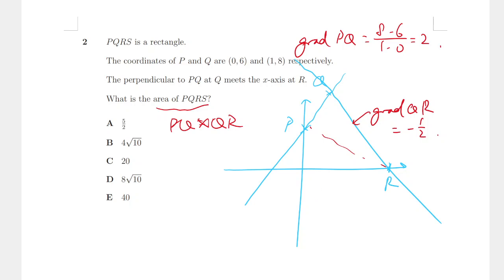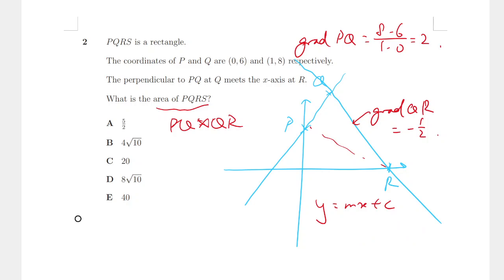So off we go. We know it passes through Q. So y equals mx plus c, of course. So 8 equals -1/2 times 1 plus c. So c is what? c is 8.5, right? Okay, so we know c is 8.5.